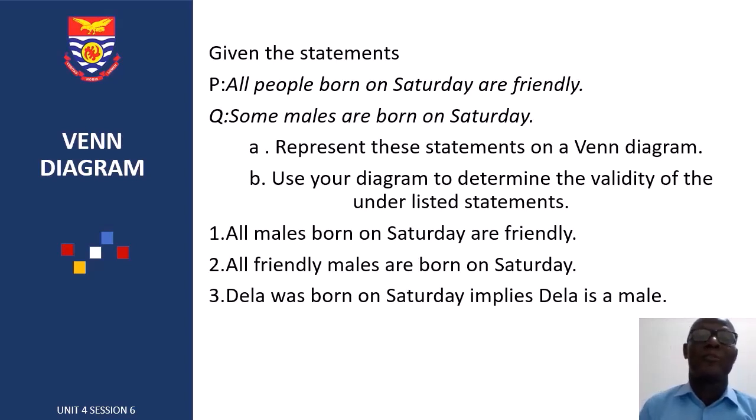We want to use Venn diagrams to determine the validity of the statements we have below. P, all people born on Saturday are friendly. Statement Q, some males are born on Saturday. A, represent this statement on a Venn diagram. B, use your diagram to determine the validity of the underlisted statements.